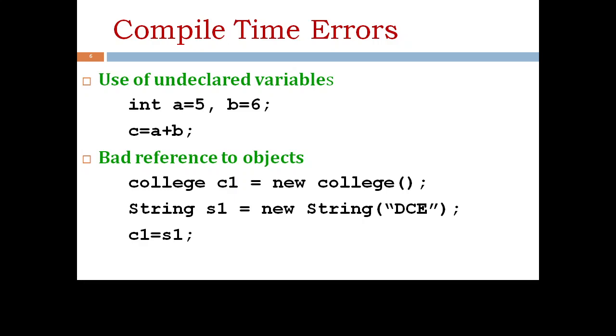Next, bad reference to objects. Two objects are of different types. One is a College class and one more is the String class. String is a built-in class and College is a user-defined class. So C1 is being assigned the value of S1. What the content of C1 should be we don't know, but we are assigning S1 to C1. S1 is a string, obviously, but both are different types of objects. We cannot assign S1 to C1.